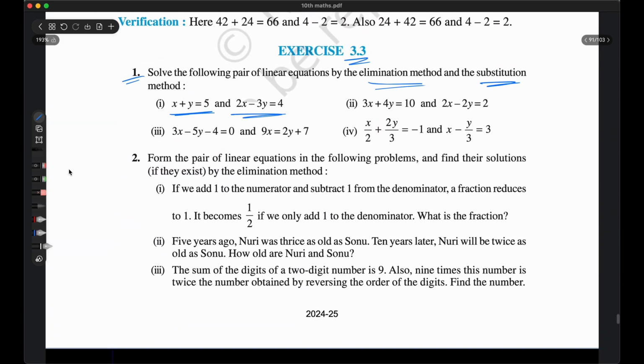In the next lecture, we will cover exercise 3.2, question number 2.